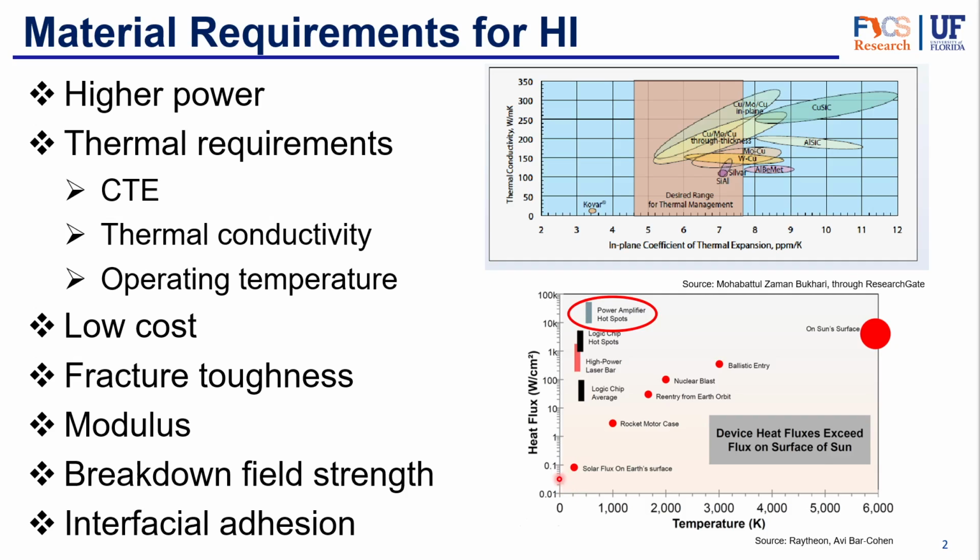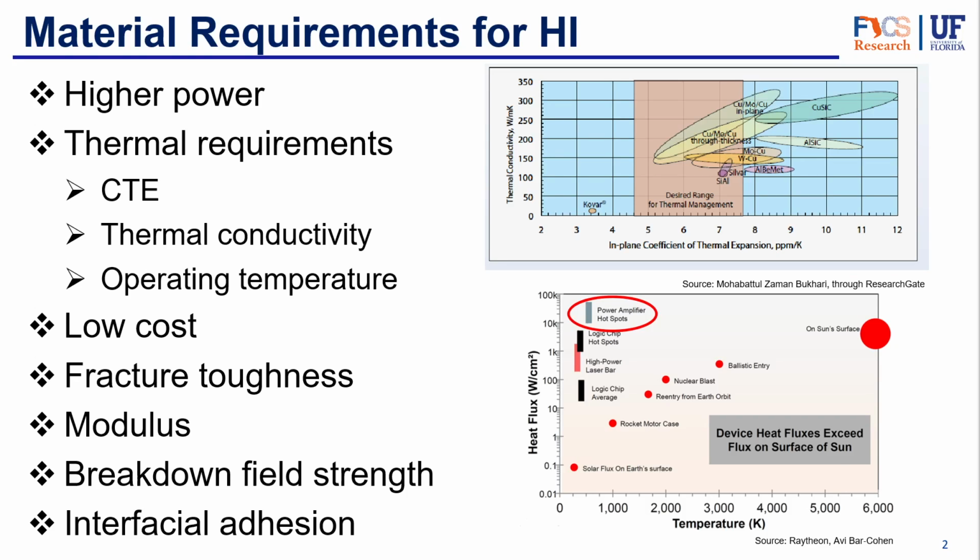And we can also see how in recent years some components like power amplifiers get really hot. This is the heat flux in watts per centimeter square, and power amplifiers have a higher heat flux than the sun's surface. So definitely really hot, definitely a lot of heat being dissipated, and so we need materials that can deal with those kind of conditions.